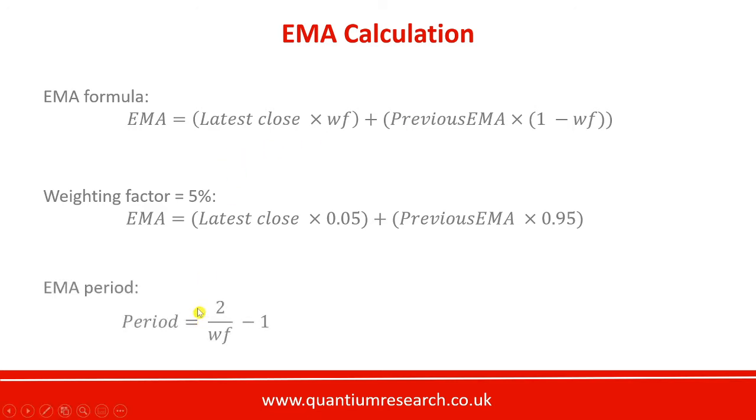But before we look at that formula, we'll use this. Your EMA with a weighting factor of 5% equals the latest close times by 0.05 plus the previous EMA times by 0.95. So try using some data yourself if you're interested. If you don't know how to use this formula with the weighting factor, you can calculate the EMA period from using your weighting factor. So 2 divided by the weighting factor, so in this case 5%, 0.05, minus 1 will give you your period, and that is 39. If we've got it here, that's exactly what you're looking for.